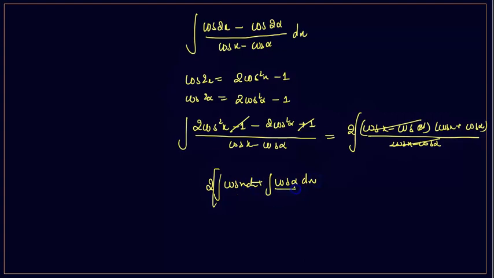Since cos alpha is a constant, we will take it outside, and the integration of cos x will be written as sine x. So you will write 2 times (sine x plus cos alpha into x). So you will write 2 times (sin x plus x cos alpha) plus c. So this is the answer that you will get.